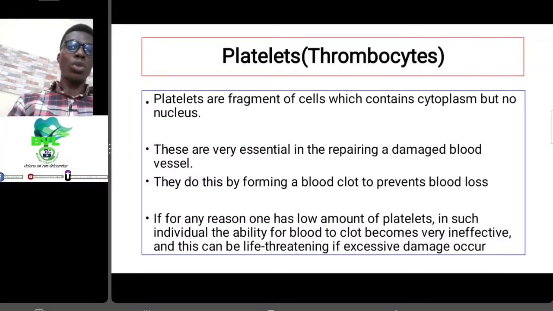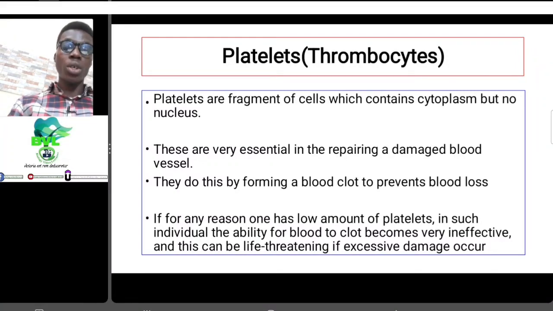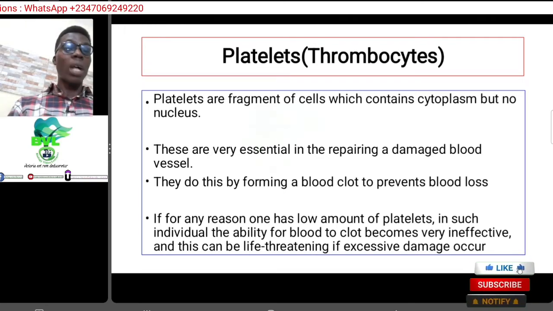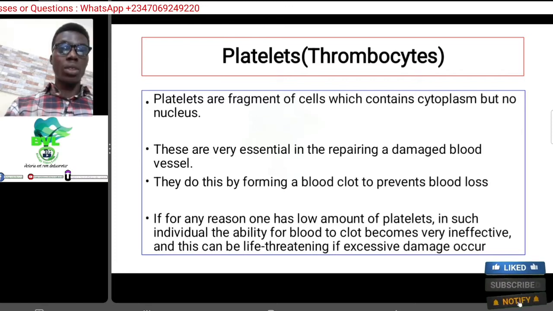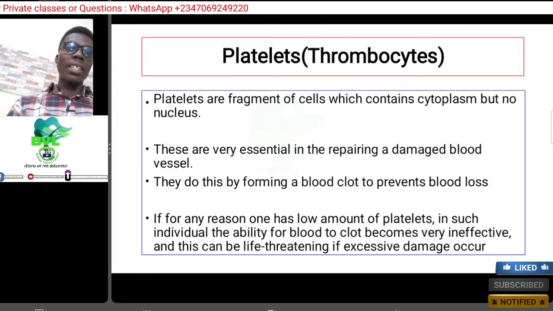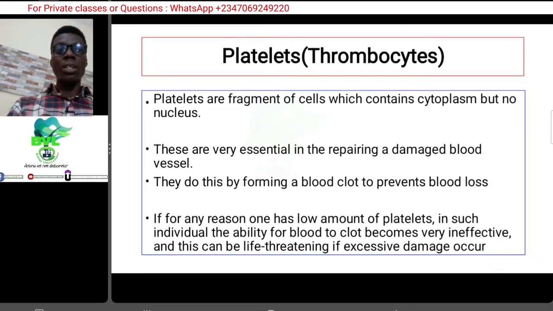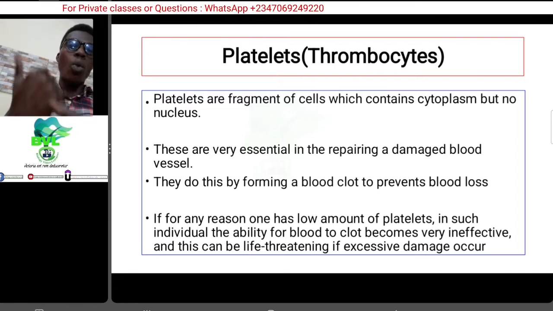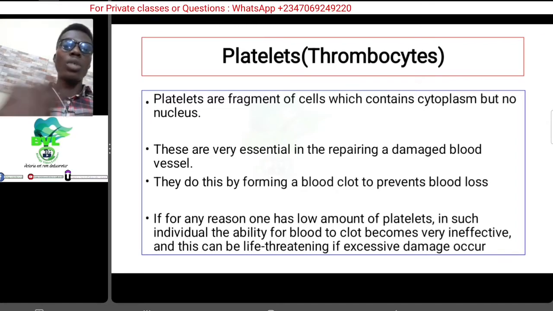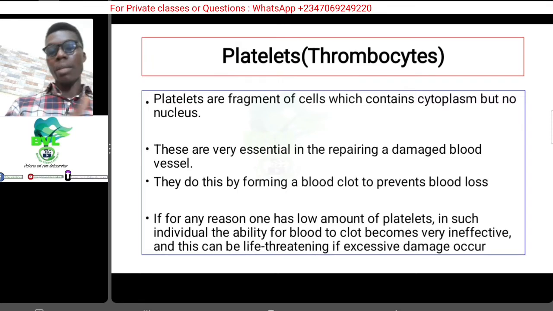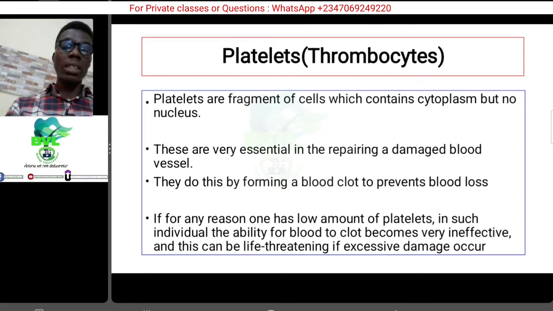So let's move on to platelets, which are otherwise called thrombocytes. These are fragments of cells which contain cytoplasm but don't have a nucleus, just like red blood cells don't have a nucleus. And it says these are very essential in repairing damaged blood vessels. So when we have a cut, the reason why we don't just keep bleeding and bleed out is because of platelets, which cover up that very space with that cut.